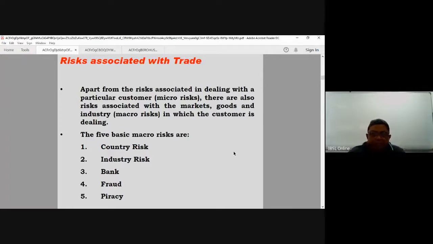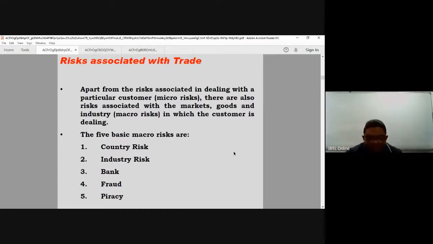Not in a big way. Now, when I say risk, micro risk means the issues between buyer and seller. The seller gives the goods to the buyer and the buyer does not pay, or the buyer gives the money to the seller and the seller doesn't deliver. That is known as micro risk. But I'm talking about macro risks.